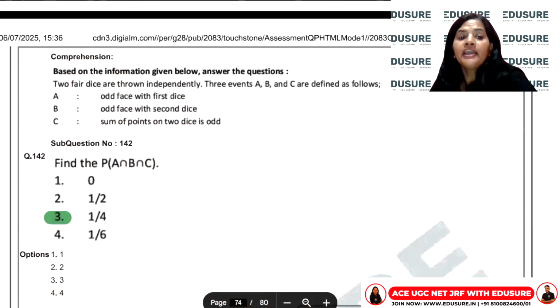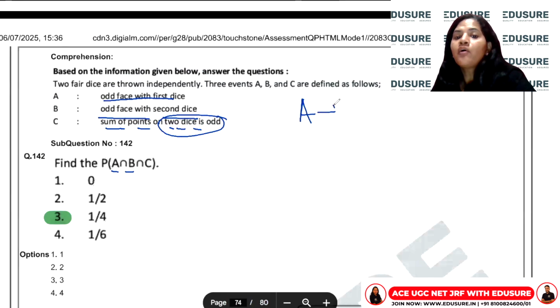Find probability A intersection B intersection C. A means odd faced with the first die. B means odd faced with the second die. C means sum of the point on 2 dice is odd. All right. So if you have odd on the first die, B, odd on the second die, then odd plus odd will always be even.